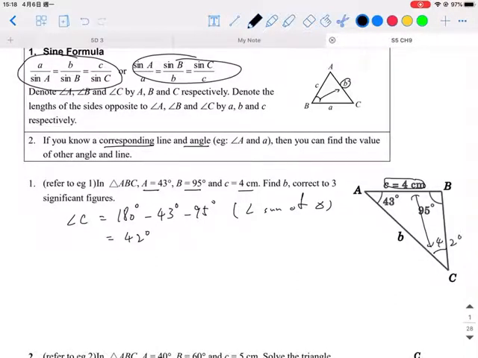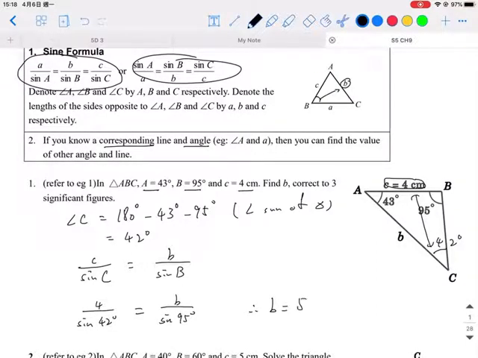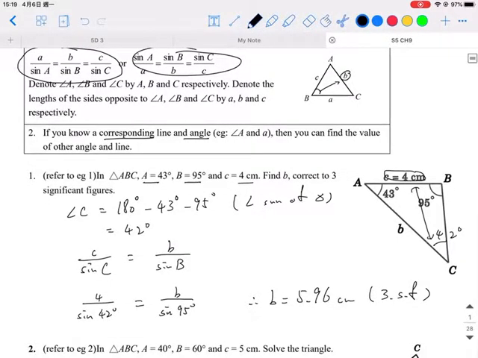Okay. So therefore, we have a pair of it. And how can I find the length of b? Because we can apply the sine formula, which is c over sine C equal to b over sine B. Therefore, we substitute c equal to 4 and angle C equal to 42 degrees, which is equal to b over sine 95 degrees. And you will get b is equal to 5.96 cm, rounding to 3 significant figures. This is the answer of question number 1.